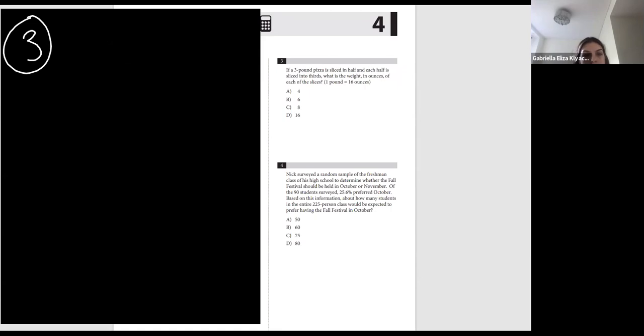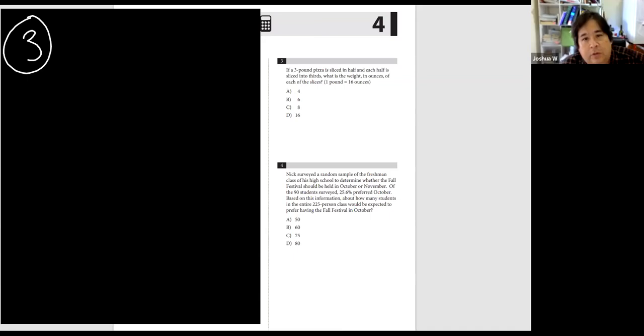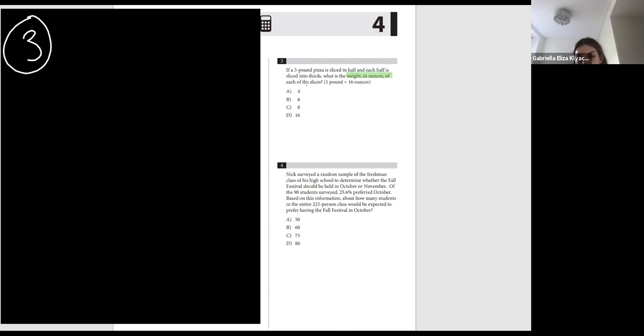So you could start by slicing it in half, like how the problem says, just following the order. Okay. First in half, and then a little advice: since the question stem wants their answer in ounces, how can you make that work? You can convert it right away, solving in ounces? Yeah. Go ahead.